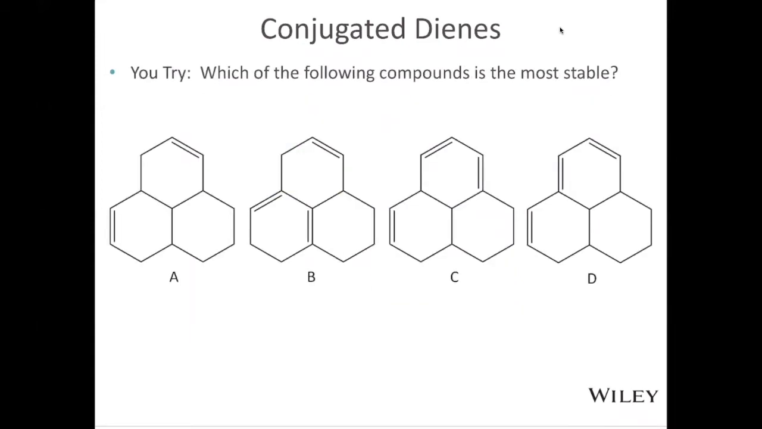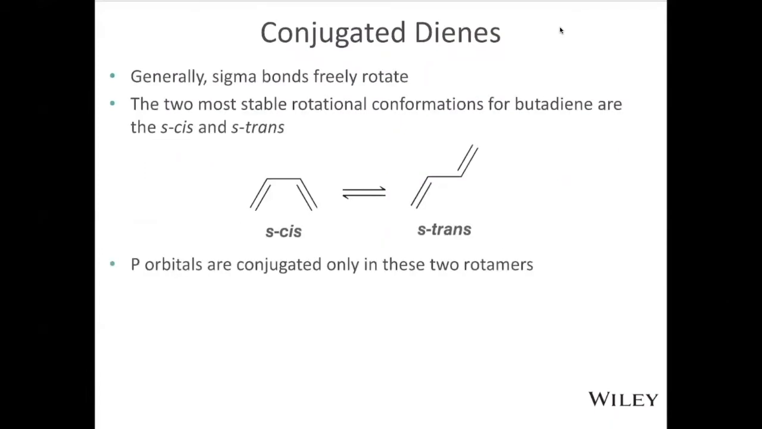So for class, why don't you see if you can determine which one of these compounds is the most stable based on conjugation.